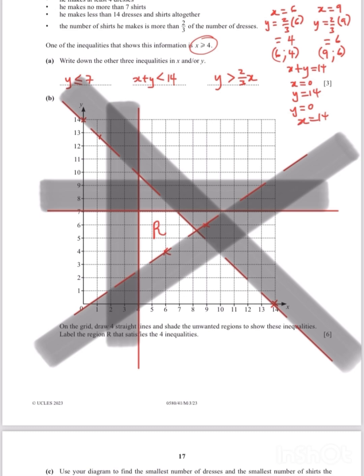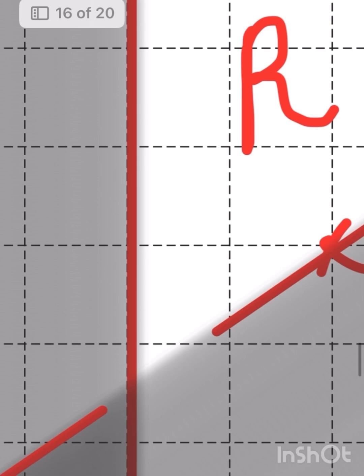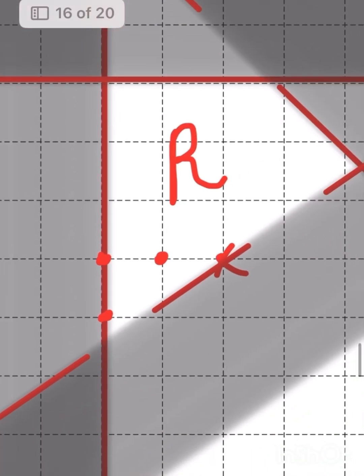Then the next question is saying, use your diagram to find the smallest number of dresses and the smallest number of shirts the tailor makes in 1 week. So we are going to actually put the possible values that we can find within the range of our linear programming. So this point is a possible value. This point is a possible value. This point is a possible value. Remember, we don't put any dots on a broken line.